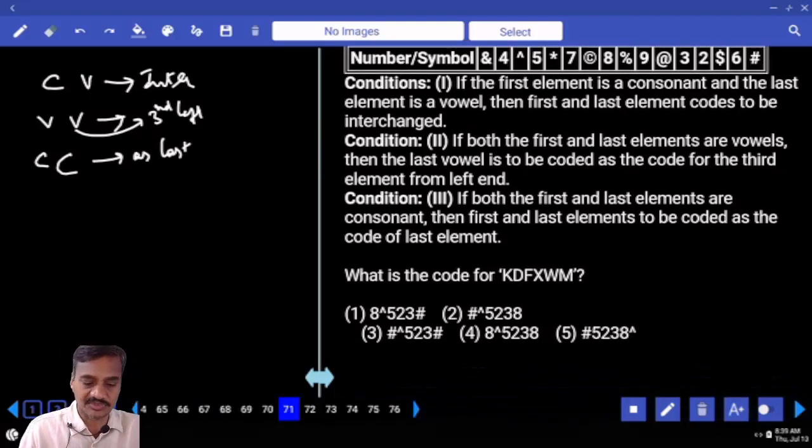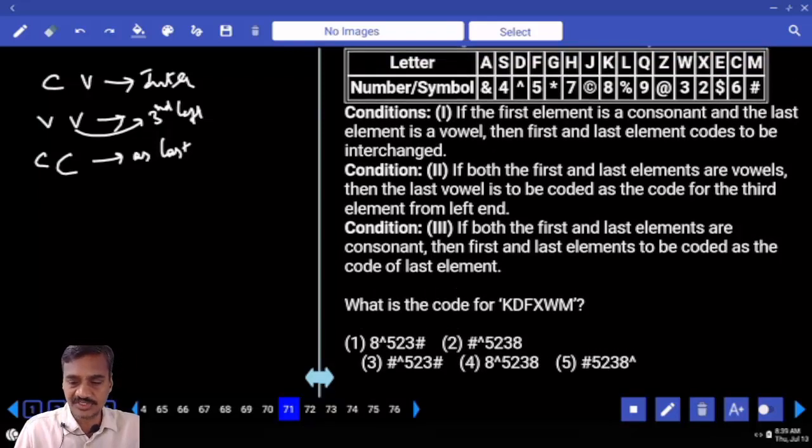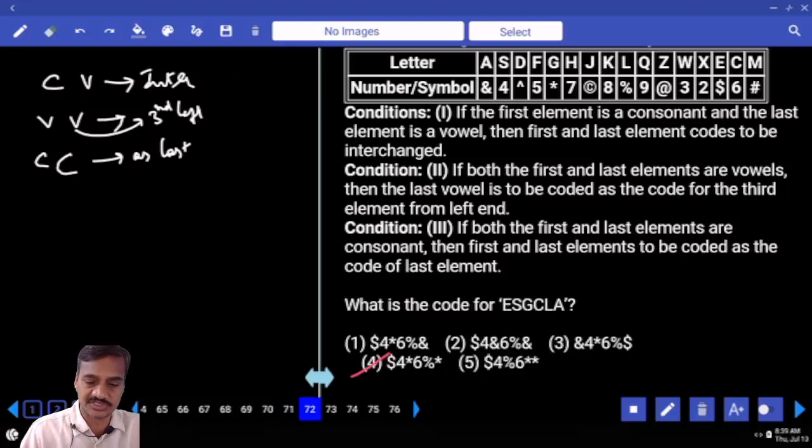Then coming to question number 71. Now what is the code for KDFXN? Now first and the last are consonant and consonant. Both as the last letter. What is the last letter we have? M. And what is the code for M? Hash. First and the last must be hash and hash. Among the given choices, 3 is the answer for 71.